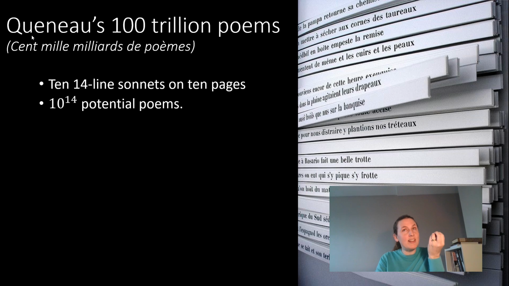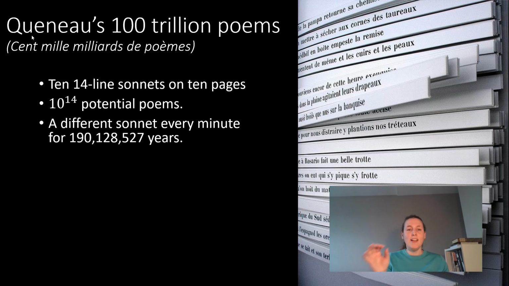And we have to ask ourselves, did he write all these poems? Can he be said to have written all of these poems, or did he somehow write the potential for the poems? You know, what counts as writing a poem? And the calculation is that you could read a different sonnet every minute for 190 or so million years. So that is a long time.